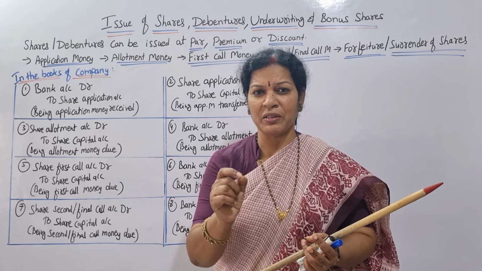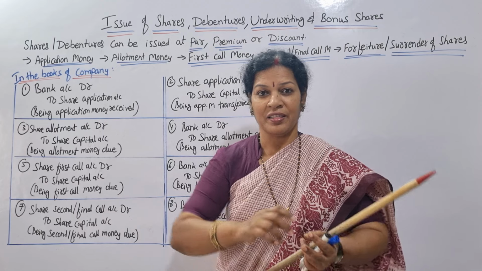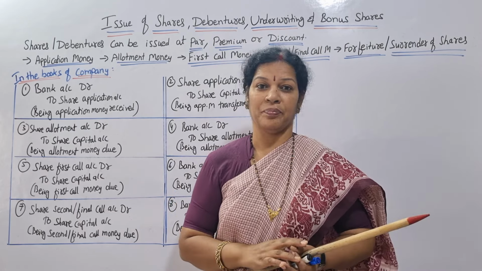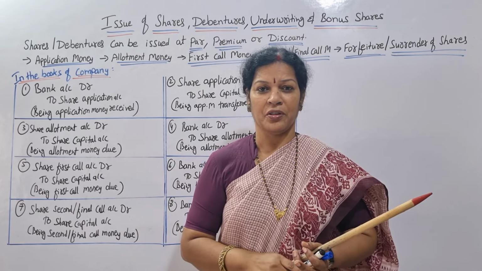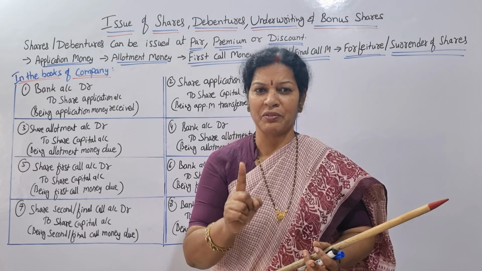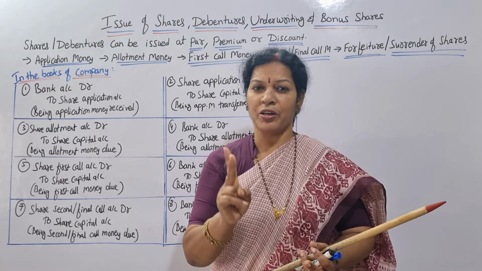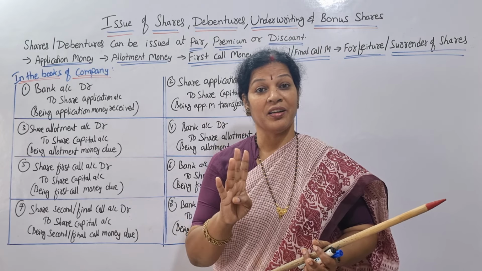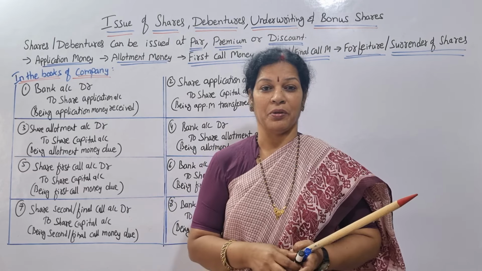Generally, shareholders, whenever they want to purchase shares from the company, they won't buy at a time. They won't pay the total amount at a time. In different stages, they are going to pay the amount. So that is like application. Whenever they are buying the application, a few amount they'll pay, and at allotment, some amount they'll pay, and the first call they'll pay, the second call or final call they'll pay. Like this, stage-wise, they are going to pay the amount.